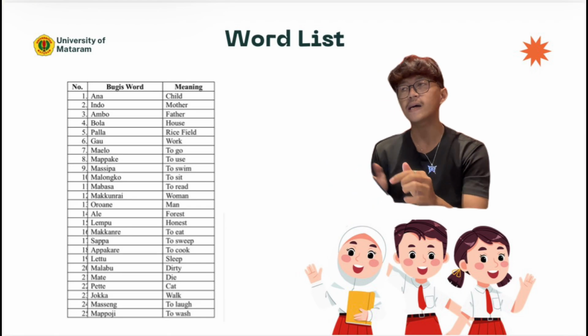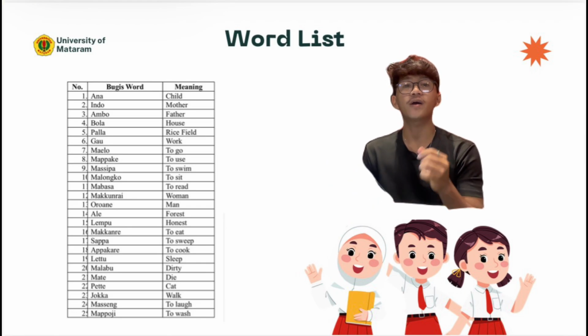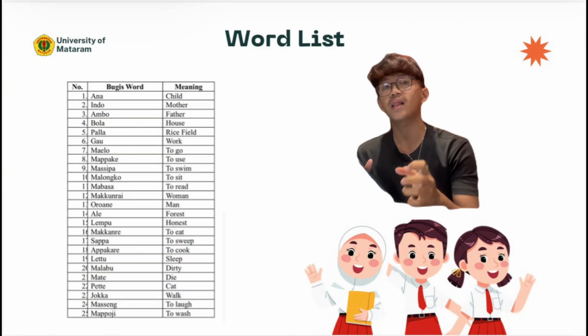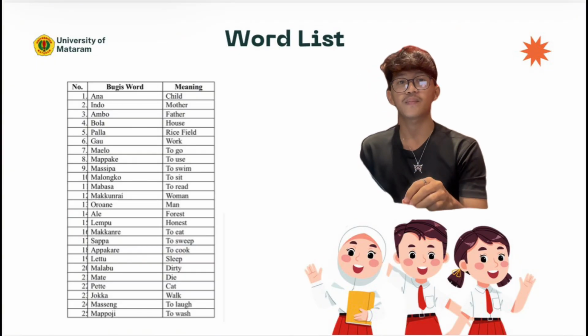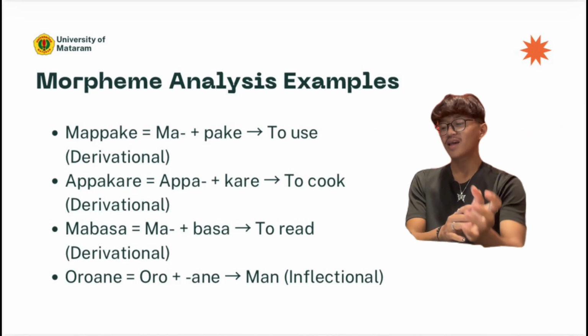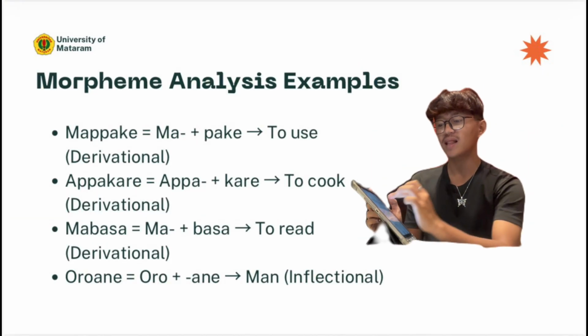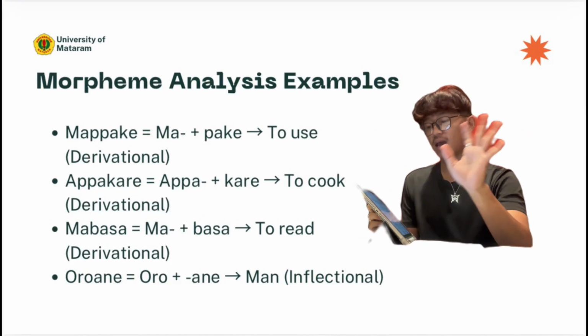So this is the 25-word list that I will analyze in my midterm test. Okay, so guys, this is the morpheme analysis examples that I have.